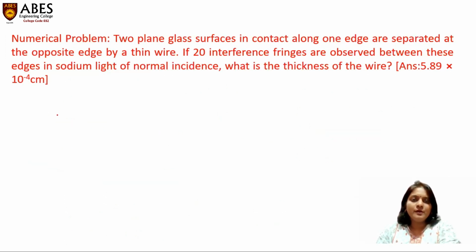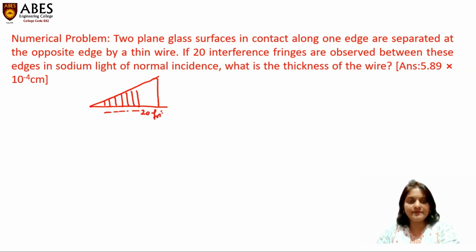Second question. Two plane glass surfaces in contact along one edge are separated at the opposite edge by a thin wire. If 20 interference fringes are observed between these edges, these are the 20 fringes in total. What is the thickness of this wire?